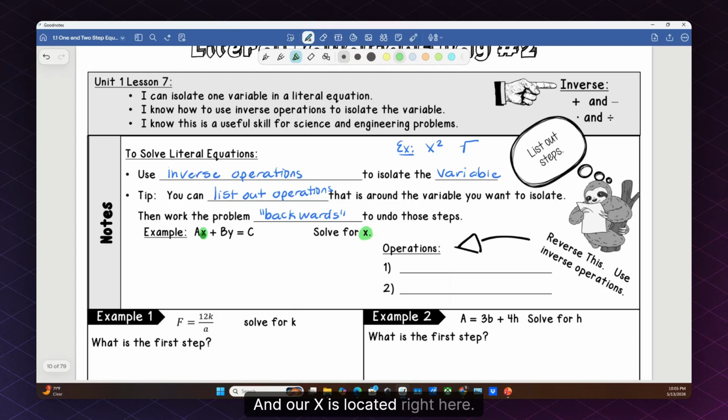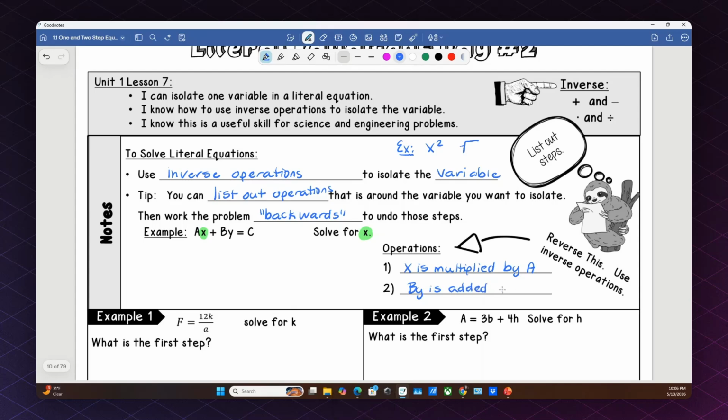And our x is located right here. So we're going to look at the first thing that's closest to x, which is a. And so x is multiplied by a. And then we have by. And so by is added to ax.